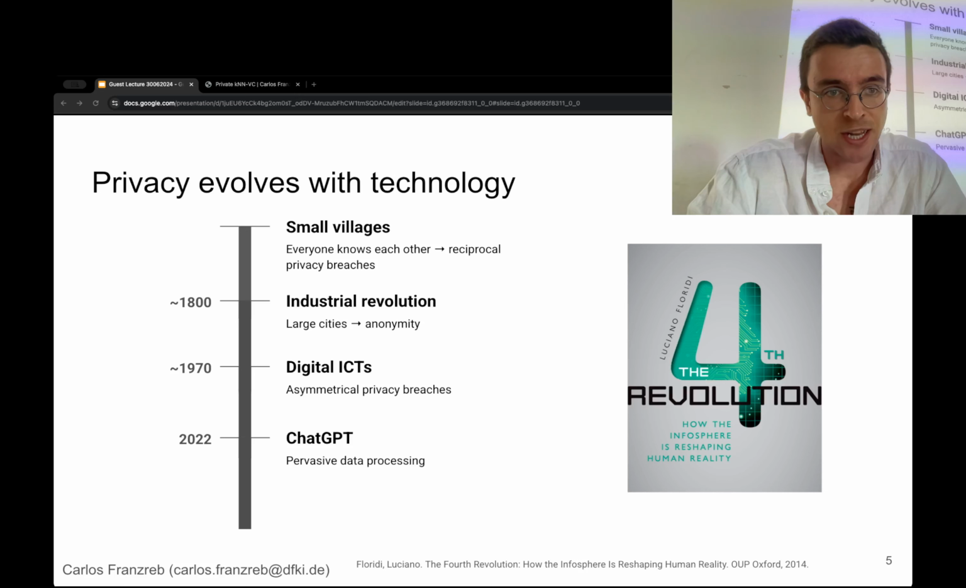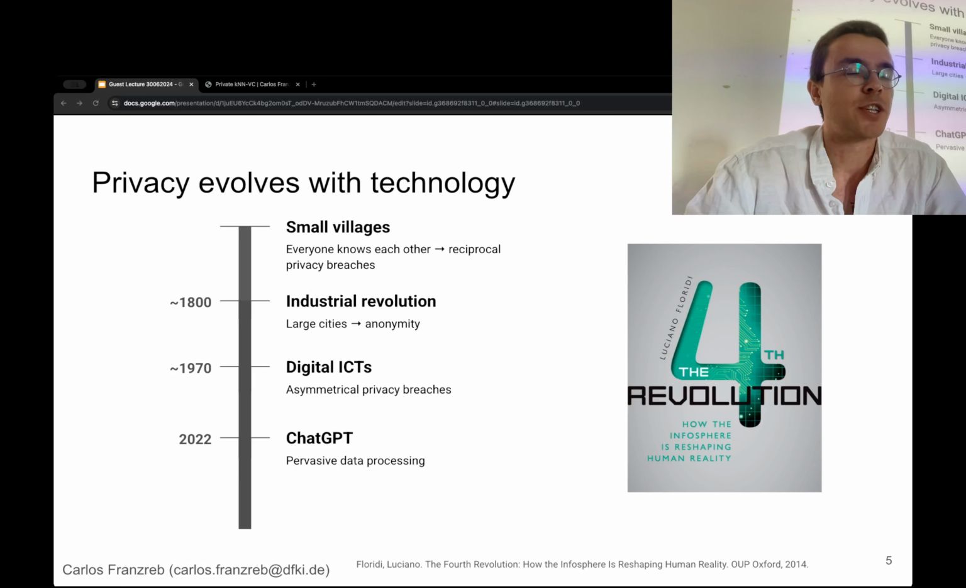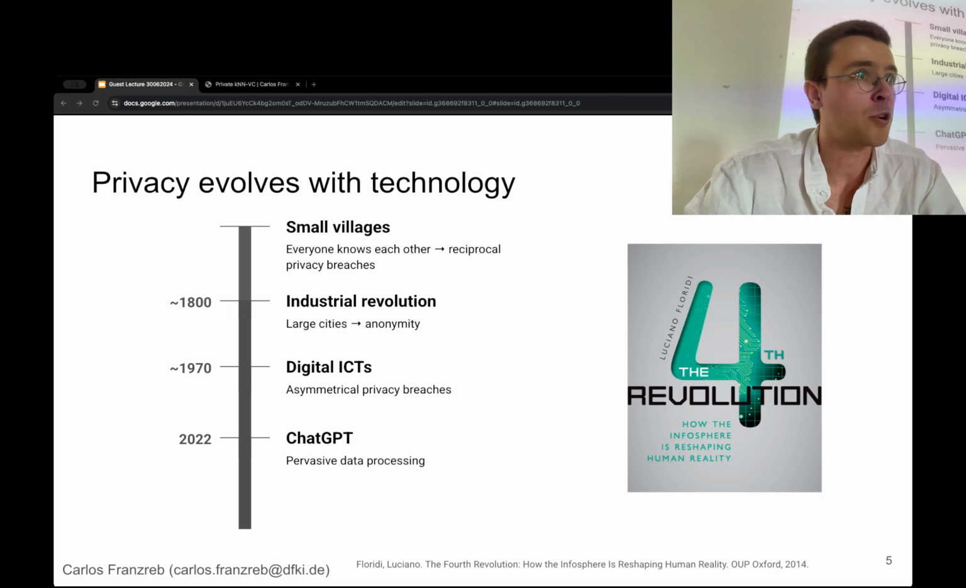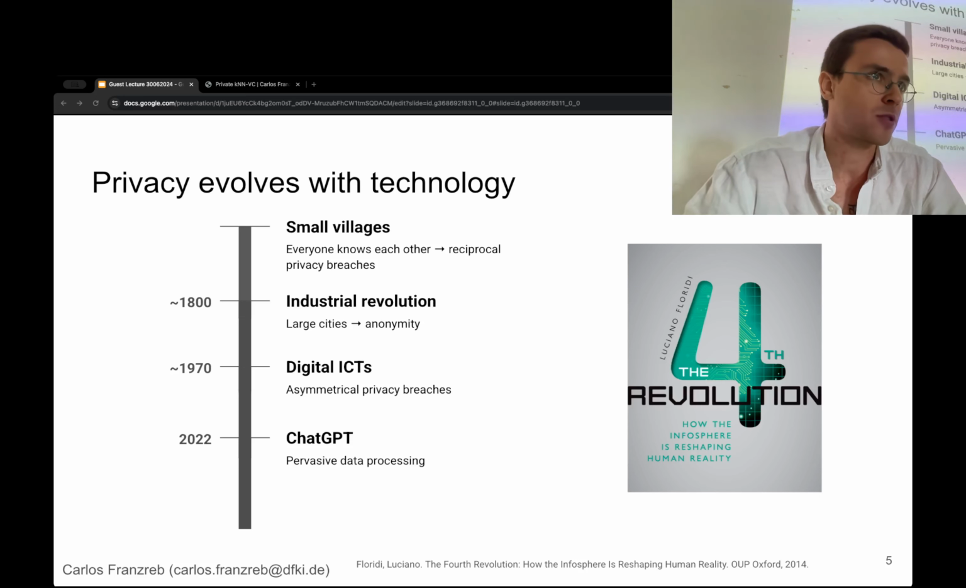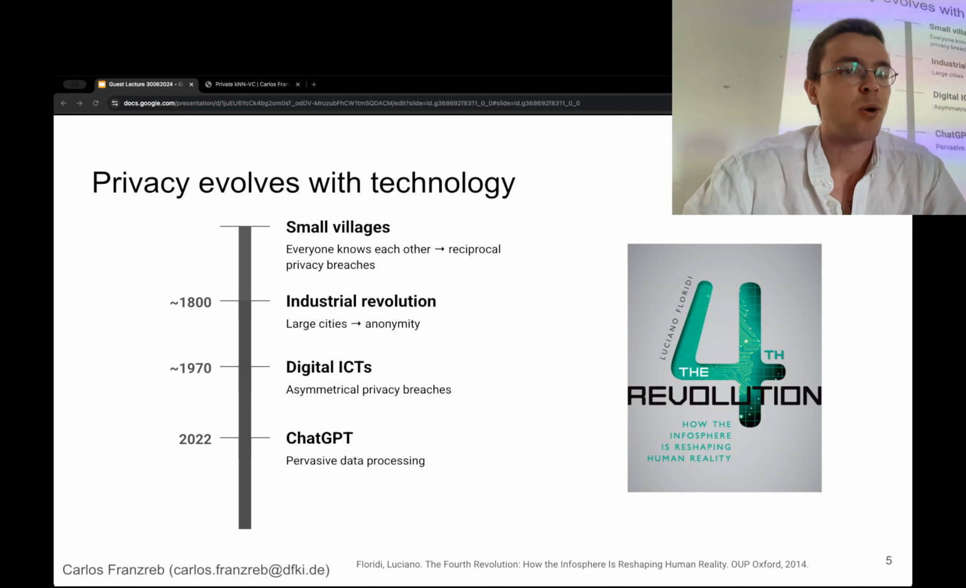And then much later, when the digital information and communication technologies started becoming more widespread, asymmetrical privacy breaches were possible, meaning that some people were able to find information about them without you knowing and without you consenting, potentially also using it against you in certain ways, right? And this is where privacy really started to kick off.